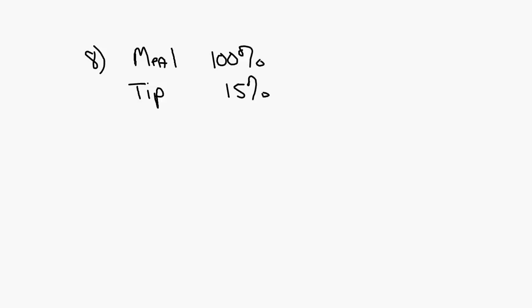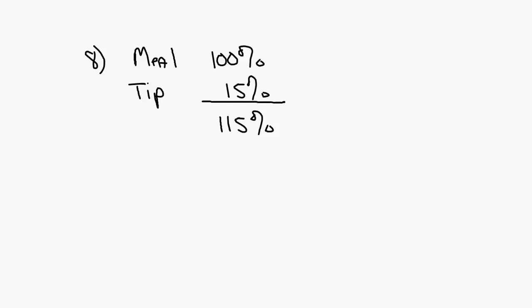Number 8, what is the total cost of a $100 meal after including a 15% tip? All right, so the meal, that's 100% of the cost. The tip is a 15% tip. So you're going to add those together, and you're going to get 115%.